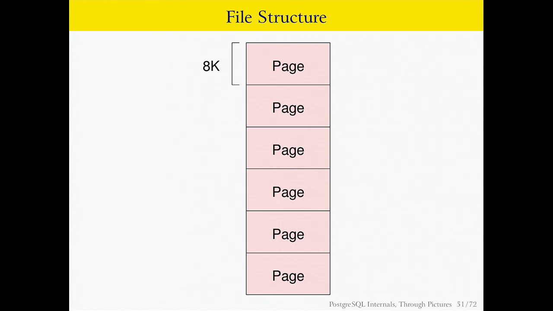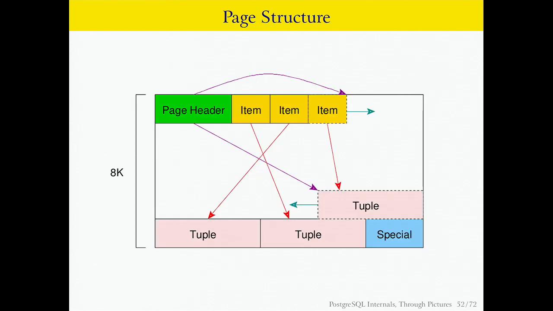is made up of 8K pages. So everything's stored in 8K segments. An individual page has a header and a number of item pointers. And then they have rows, which we're going to label tuples here, which start from the back and move to the middle. So when the item pointer runs into the tuple, the page is full. We have to create a new page.